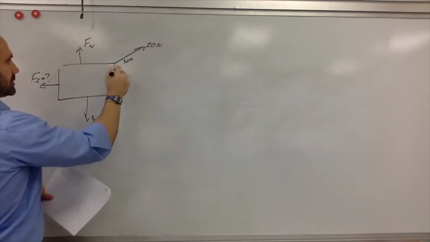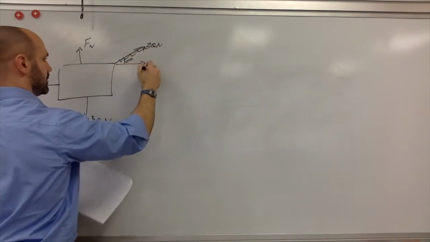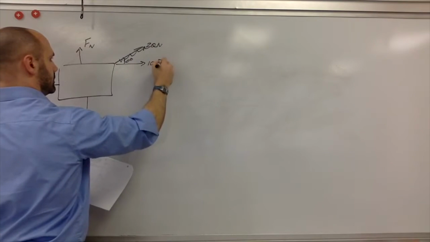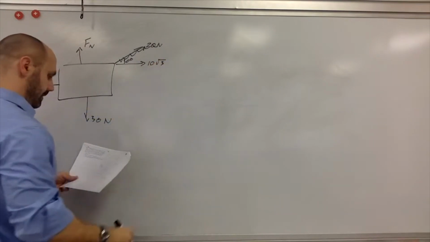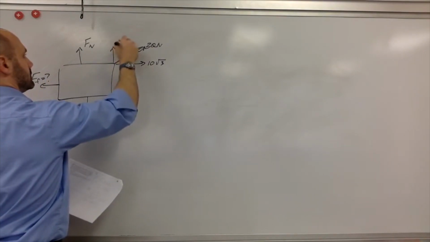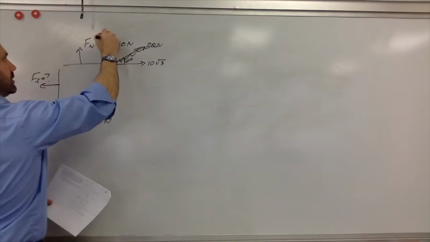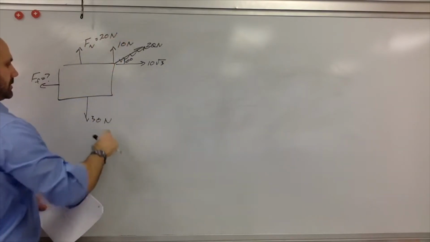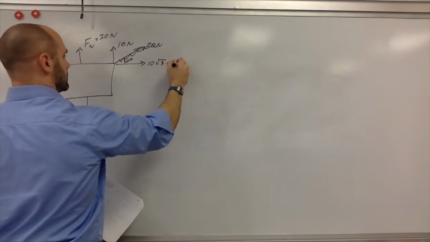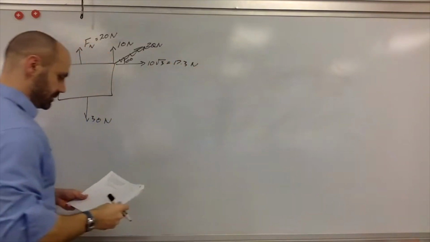If this is 30 newtons, now I'm going to break it up. So this is going to be 10 root 3, is that right? And this is going to be 10 newtons. So if this is 10 newtons and this is 30, that means the normal force here is 20 newtons. And so this also is like 17.3 or so newtons.